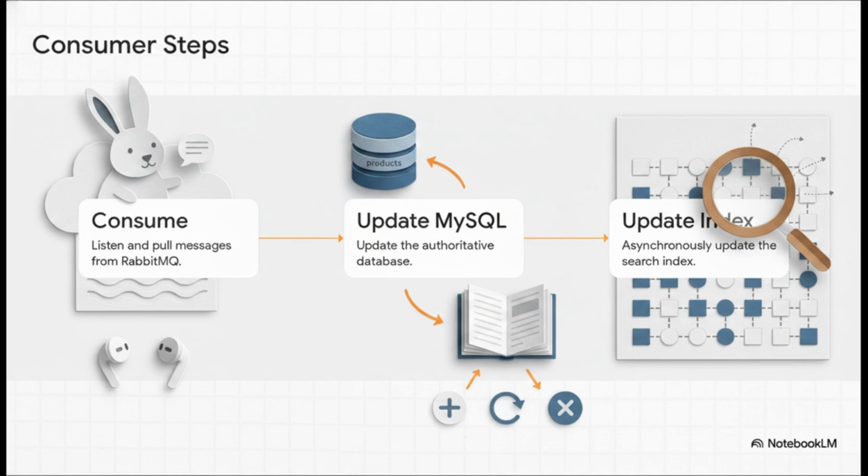Step 2, it connects to our authoritative MySQL database and updates the products table. If it's a product created event, bam, it inserts a new row. If it's a product updated or product deleted event, it updates or logically deactivates that existing record. Finally, step 3, it asynchronously updates a local search index so users can actually find this brand new product.